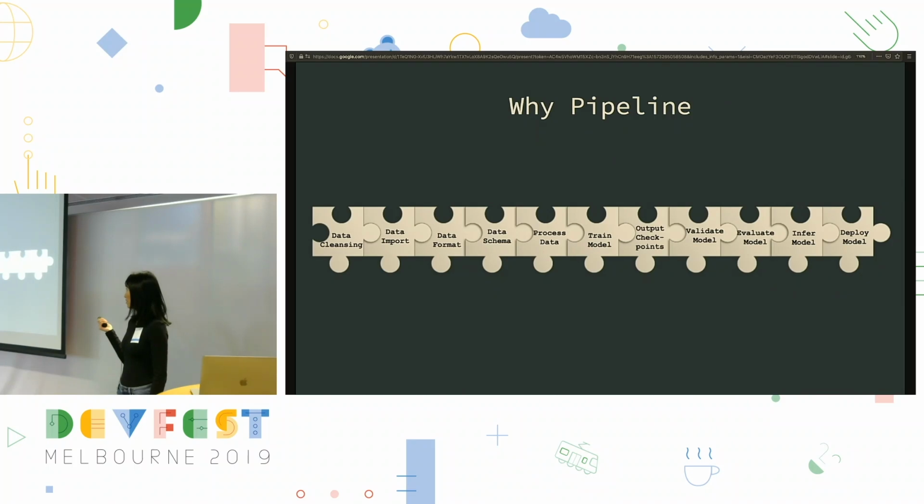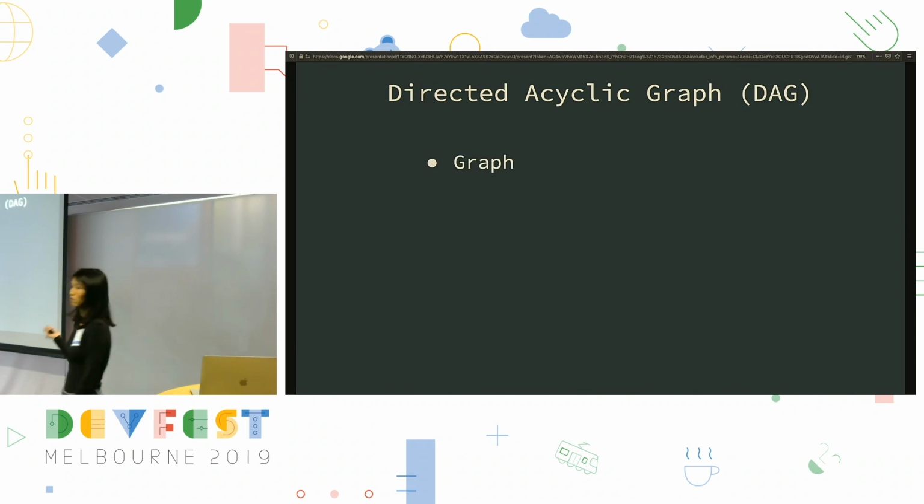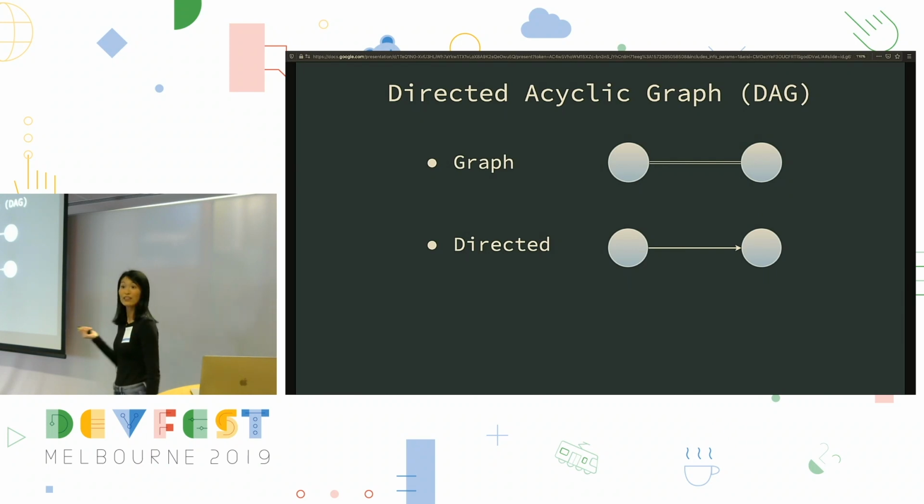And this pipeline structure is actually called a directed acyclic graph. There are 3 words in this term. The first one is graph, which you are probably familiar with. A graph essentially is a structure consisting of nodes that are connected to each other via edges. The second word is directed. The connections between nodes have a direction, meaning going from node A to B is different from going from node B to A. The last word is acyclic, meaning non-circular.